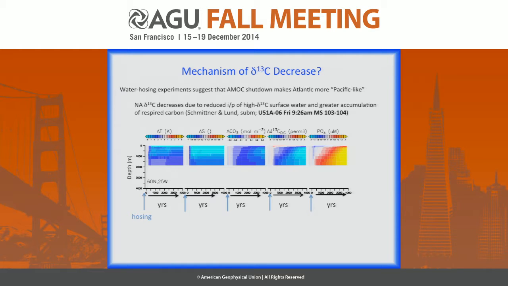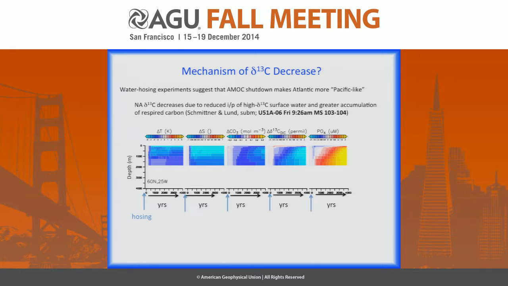We're going to hop over to Delta C13, and we see an increase in Delta C13 at the surface and a decrease in the subsurface, and we see a decrease in phosphate. So even though we're not necessarily advocating a shutdown in the AMOC, this experiment gives insight into what might be causing Delta C13 to decrease at our North Atlantic sites.